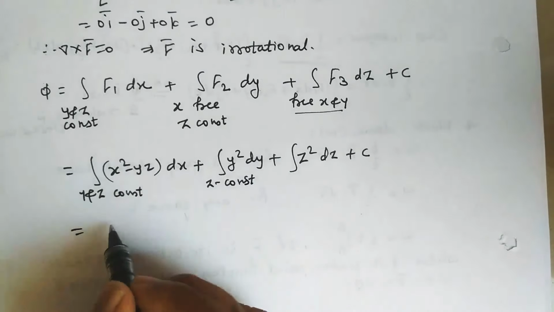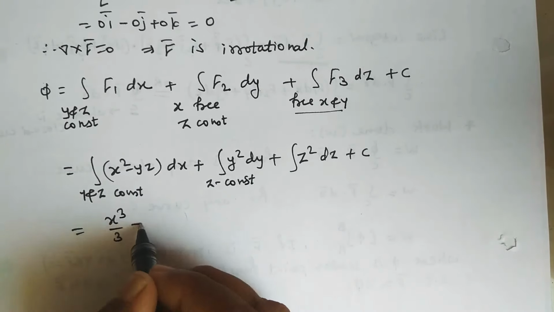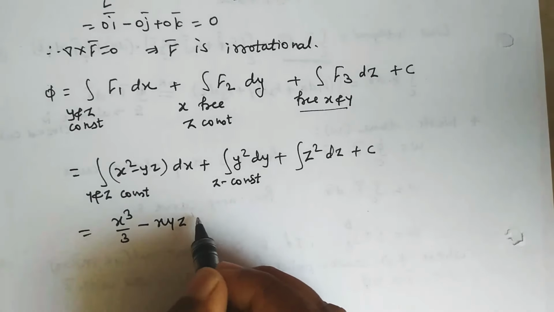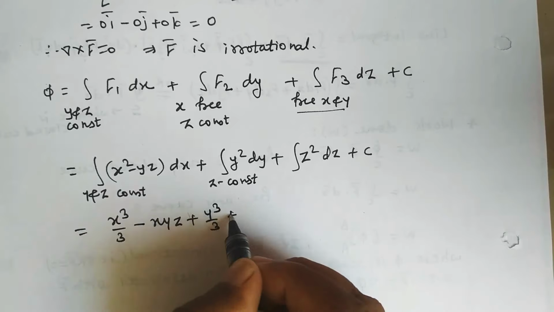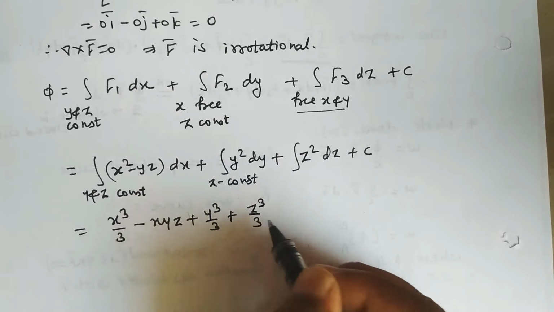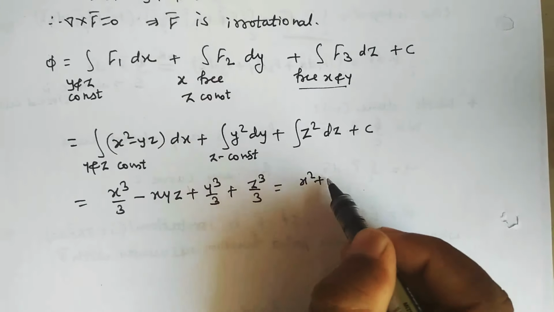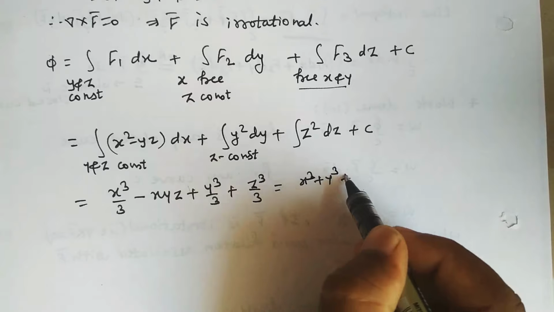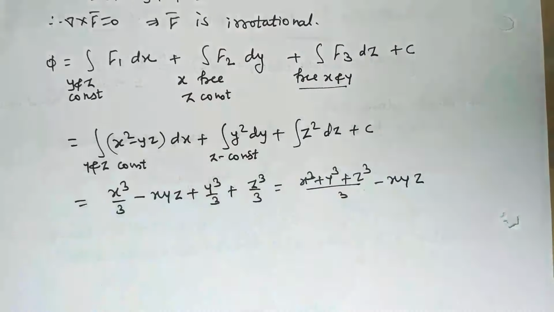Now this is equal to integration of x square is x cube by 3 minus here xyz, plus integration of y square with respect to y, y cube by 3, and integration of z square with respect to z, z cube by 3. That can be written as x cube plus y cube plus z cube upon 3 minus xyz. This is value of phi.